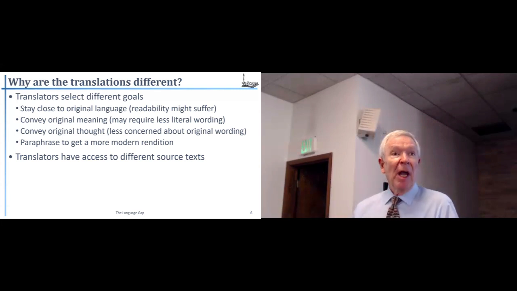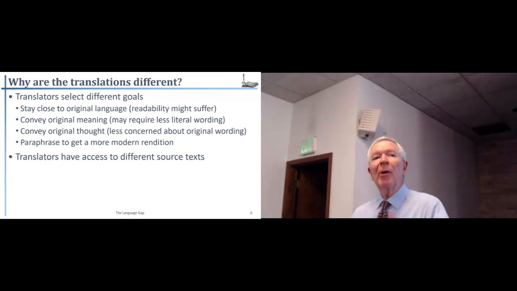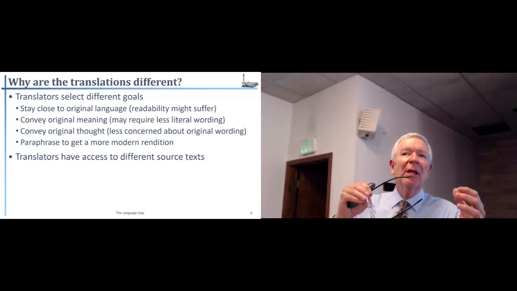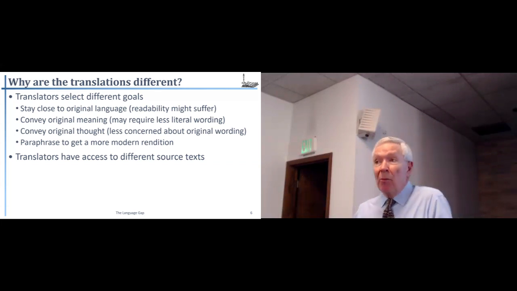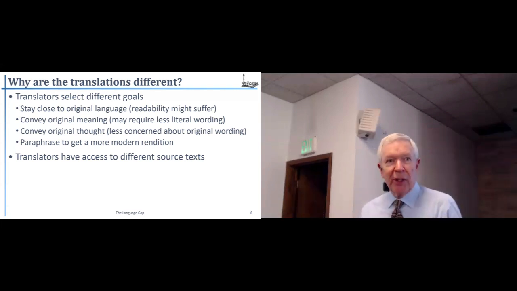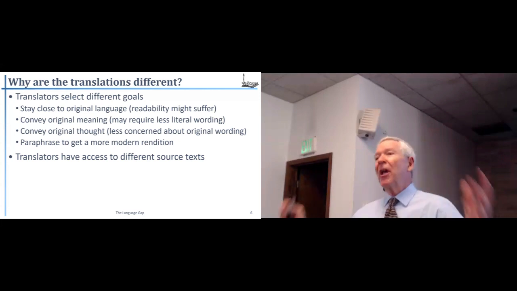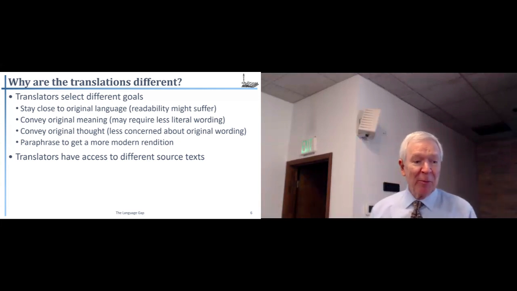Okay? And then you have some translations that are trying to convey the thoughts. And so they're less concerned about sticking with the original language than they are about making sure that they help you understand what the passage is trying to say. And then there are some that just go, I'm going to paraphrase. I'll just kind of throw out what I think it says. Well, you can see that's quite a range of philosophy there.